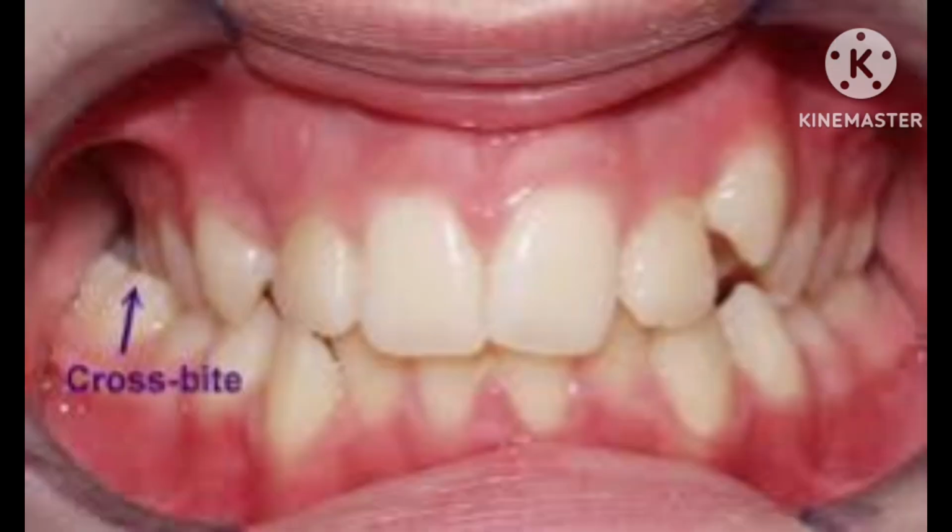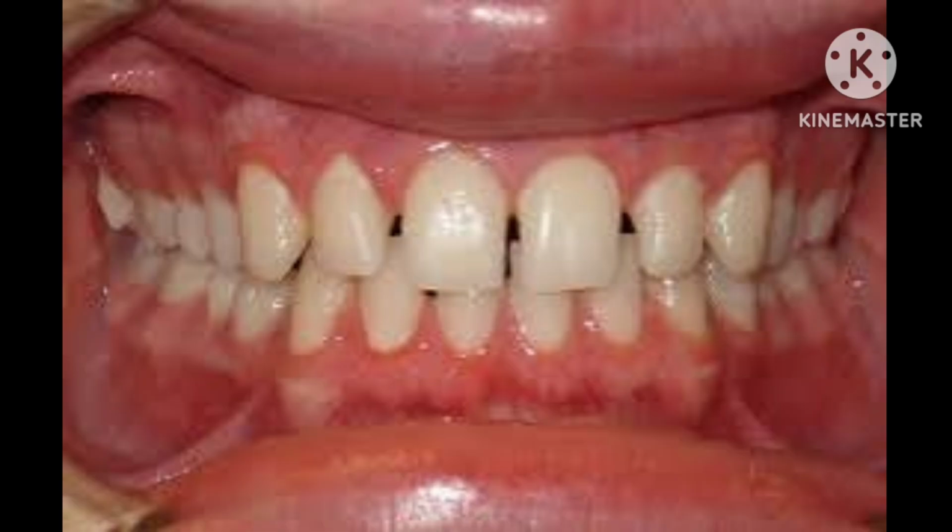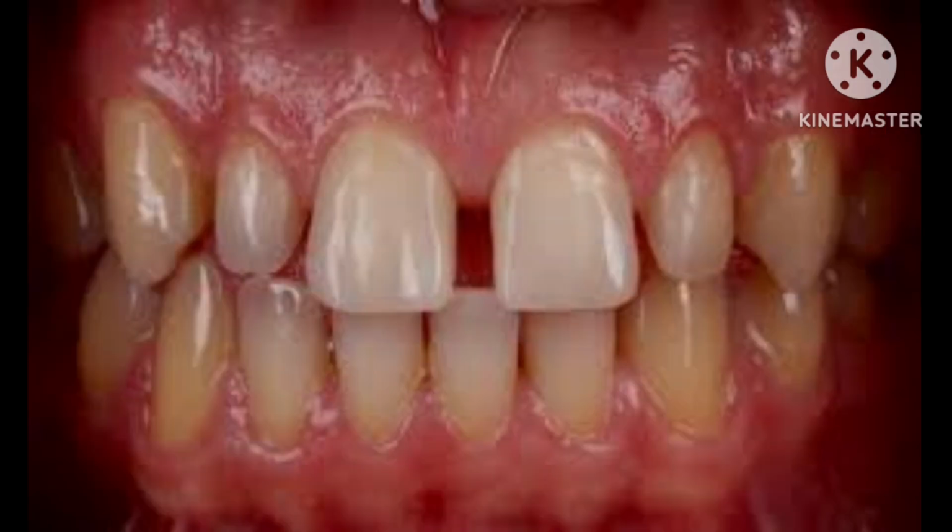Spacing is the opposite of crowding. Here there is an extra space in the arch resulting in visible gaps. Causes are congenital missing teeth, microdontia, or habits.